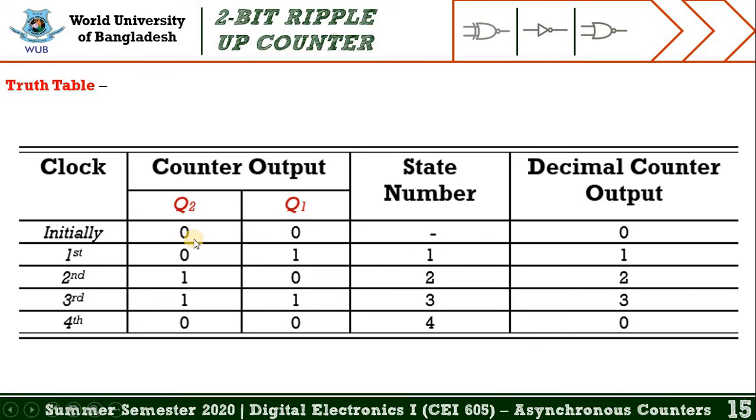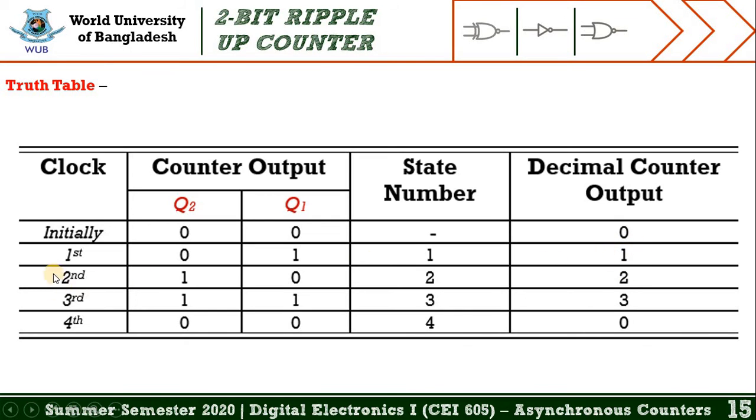If we look at the second row of the clock column, you may find the first condition initiated, which means the counter's output values are q1 equal to 1 and q2 equal to 0. Here the state number is 1, and as we have already known, if the binary value is 0 1, in that case we can write decimal 1. That's why we placed 1 on the second row of the decimal counter output.